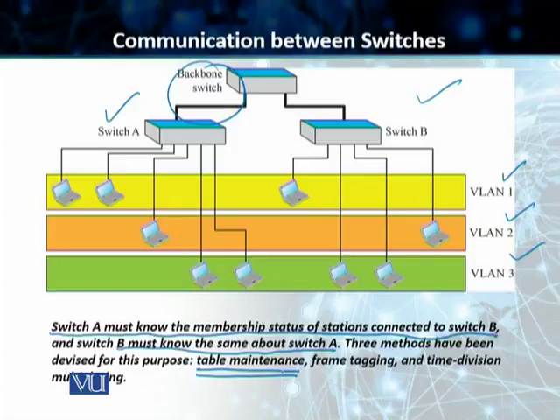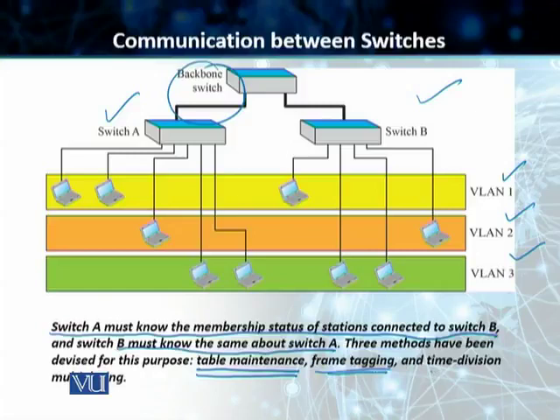Students, the second one is called frame tagging. As you can see here, in the case of frame tagging, when a frame is traveling between switches, an extra header gets added to the MAC frame to define the destination VLAN, and the frame tag is used by the receiving switch to determine the VLANs to receive the broadcast message.